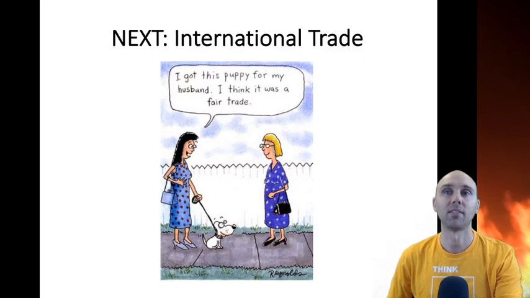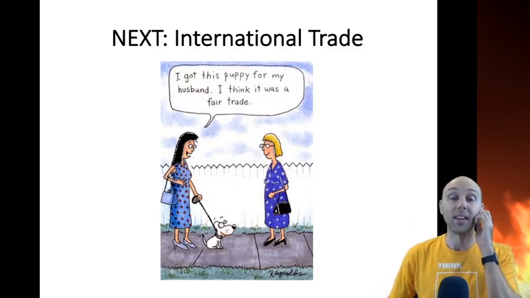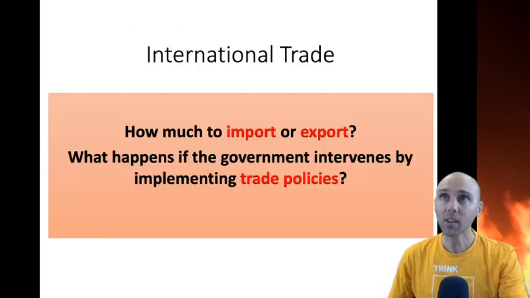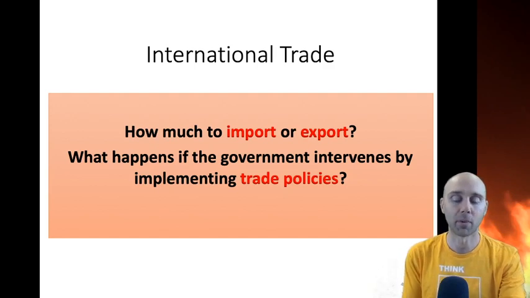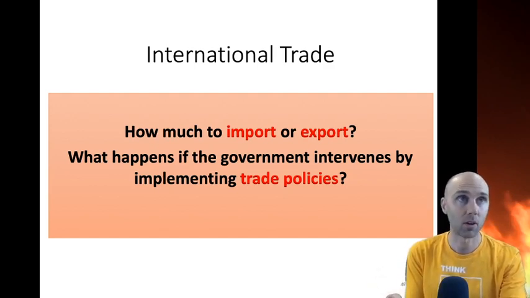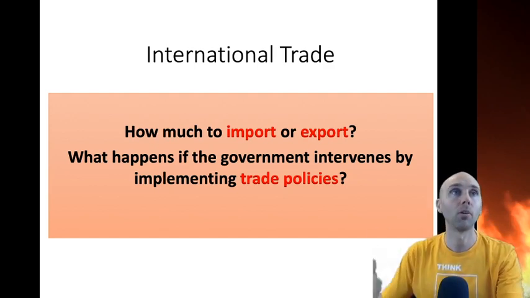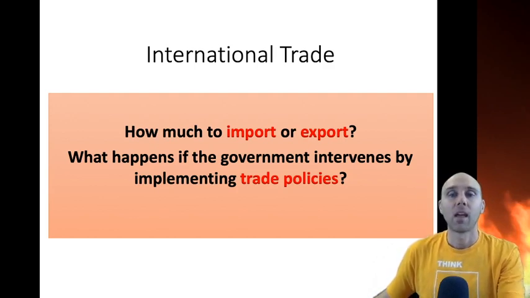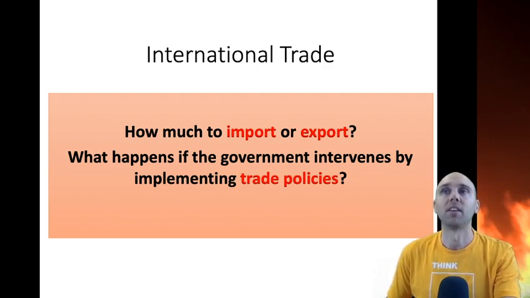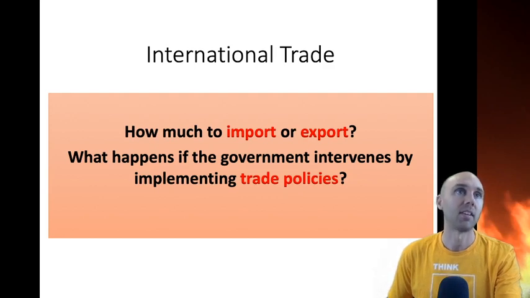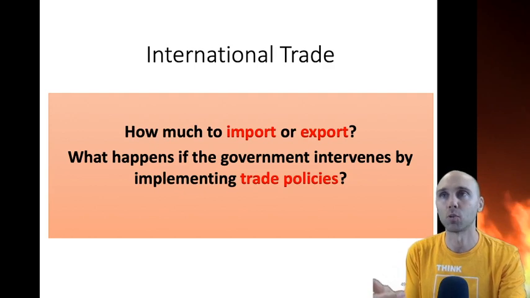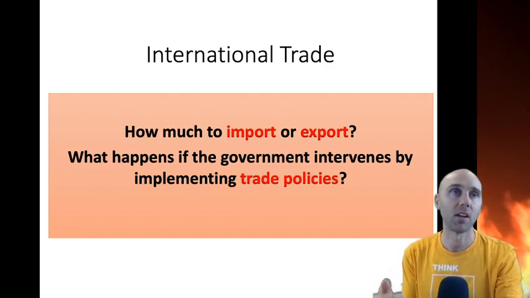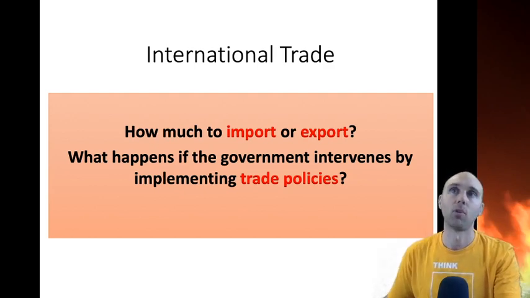So government intervention in international trade. The questions in international trade we want to know are how much to import or export, because suppliers are providing both in their domestic economies and to the world or to other countries. And what happens if the government intervenes by implementing trade policies? These are again the ways that we should frame economic questions, or questions we want economists to answer about policy. What will happen, not what should happen.